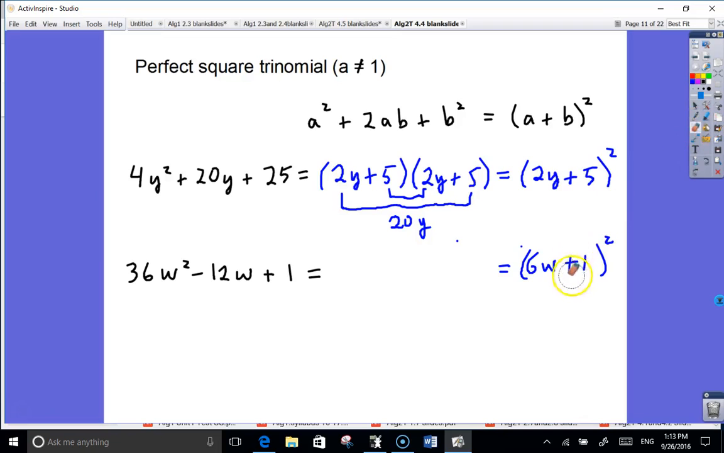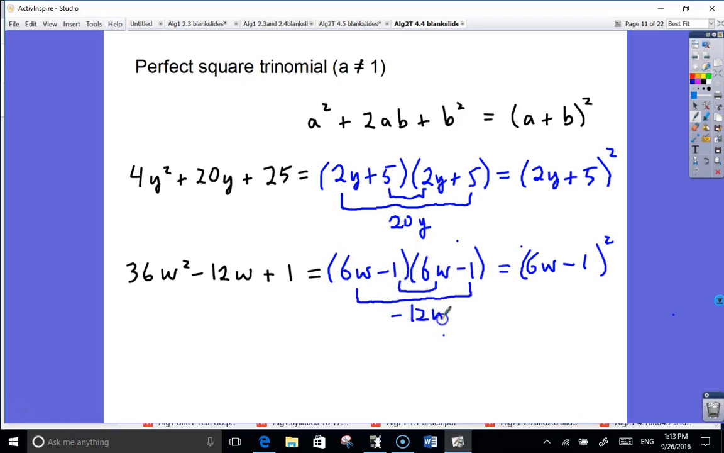So make that a minus 1. So let's see, 6w minus 1, 6w minus 1. And again, the first and the last terms are fine. Now if I do the middle term, I get negative 6w minus 6w, which is minus 12w. So that's correct. So, I mean, you could go through that 5 or 6 step process to do it, but if you recognize the pattern, you might get it a lot quicker than that.